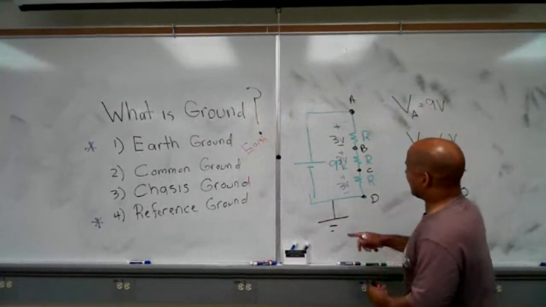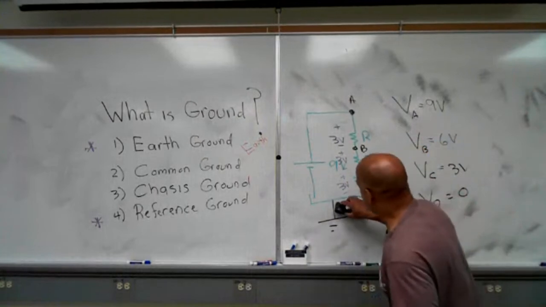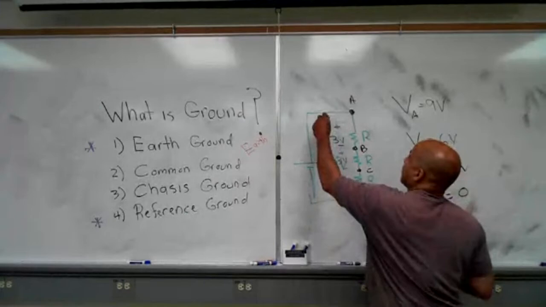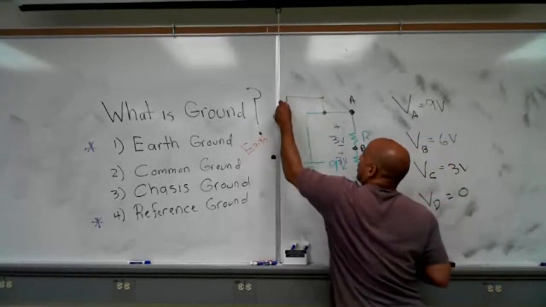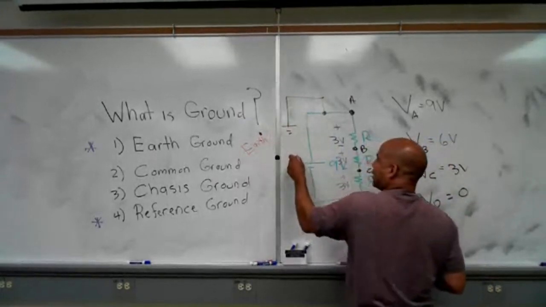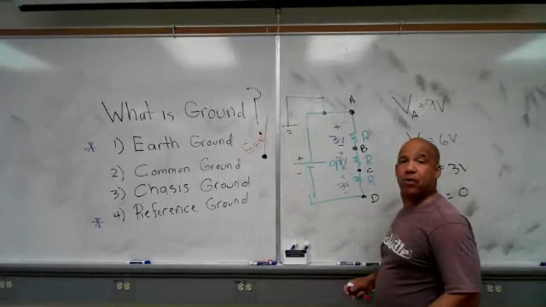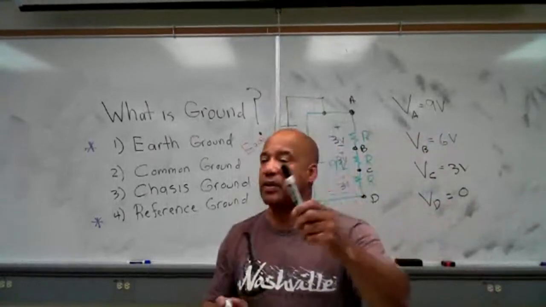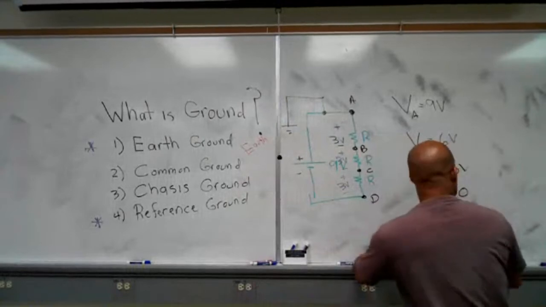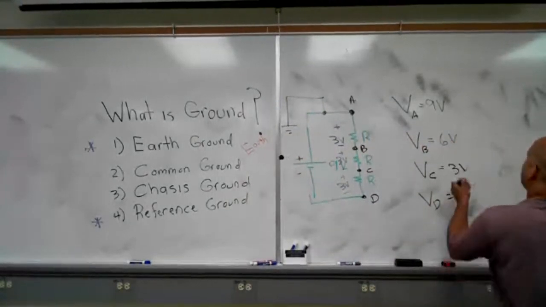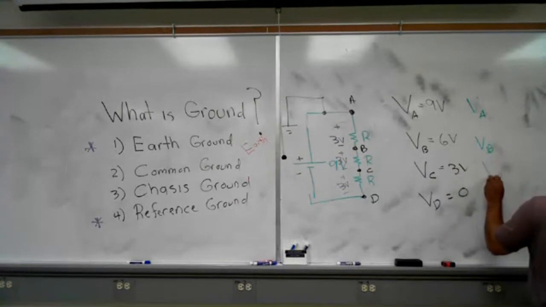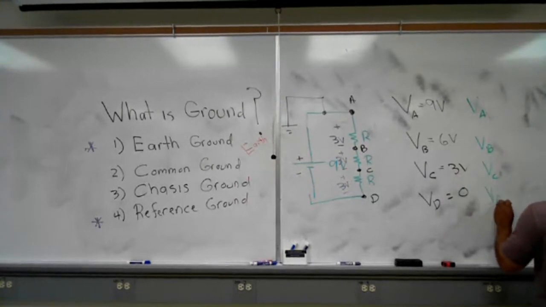But I don't have to do it that way. If I wanted to, I can take ground, my reference point, and I can put it right here. I can tie it to the positive lead. I can do that if I want to. Now what that means is take your black lead. Now watch this. I'm going to do the same thing. We're going to measure VA, VB, VC, and VD.